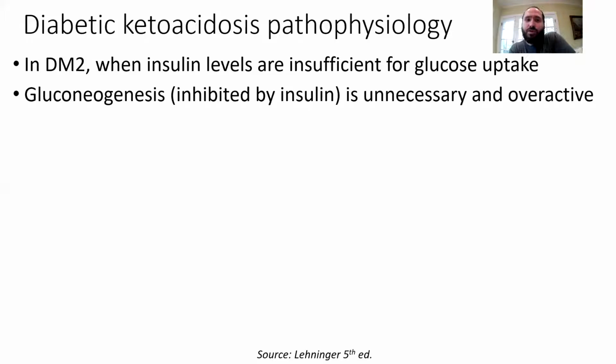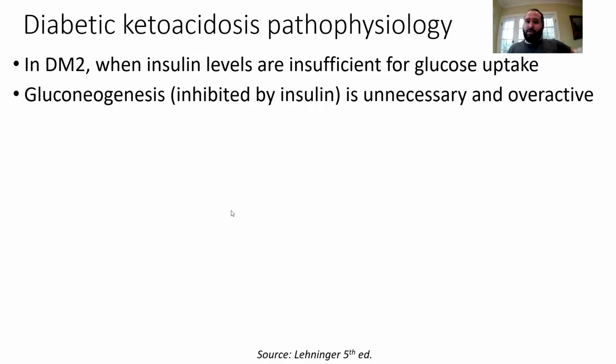And so the cells actually think that the bloodstream is hypoglycemic. Because they're not receiving any glucose and they're not responding to insulin, the cells think that the bloodstream is hypoglycemic, particularly in the liver. And so they're going to do gluconeogenesis, because gluconeogenesis is also inhibited by insulin. So what we could say is happening here is that gluconeogenesis is unnecessary. We don't need to make glucose.